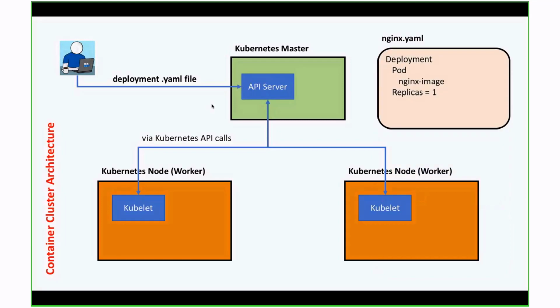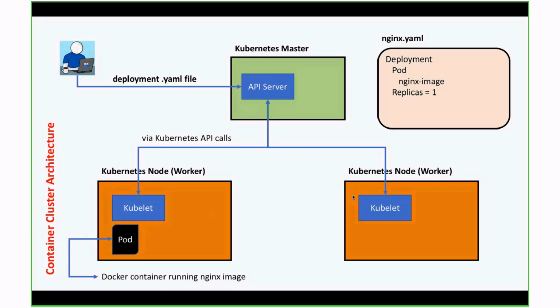So here in this YAML file, say we have a deployment. We say I want to run the Nginx image, and I want to run 1 copy of it. So the master makes the determination as to where it can run this single copy. We have 2 nodes here, so it can either run on this node or the other node.